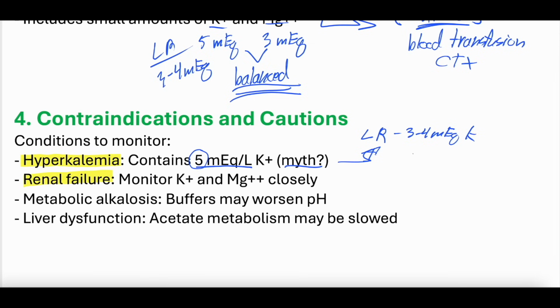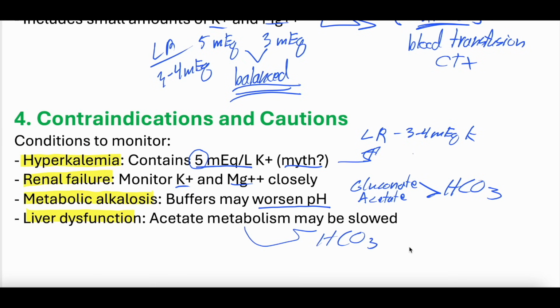Renal failure, obviously, if you're giving a crystalloid that has potassium and magnesium and your kidneys are failing, so you're not able to regulate the amount of potassium and magnesium, that might be something to think about. If someone has a metabolic alkalosis, their pH is high, remember there's gluconate and acetate in PlasmaLyte, these buffers. So it can maybe worsen the pH because these are turned into bicarbonate. And then if you have liver dysfunction, the acetate metabolism into bicarbonate may be slow because the liver does that. So it might not have the same buffering capacity as it would if you had normal liver function.